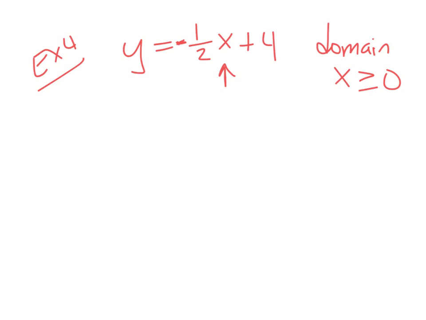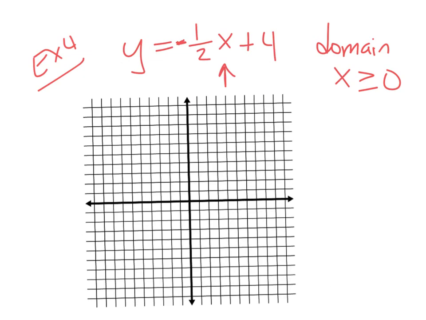So when we graph that, let me grab my graph. Since it has to be greater than or equal to 0 on the x line, I can't have anything over here, because that would be considered negative, right? So we know the graph stops at the y line. It can't go less than that at all.